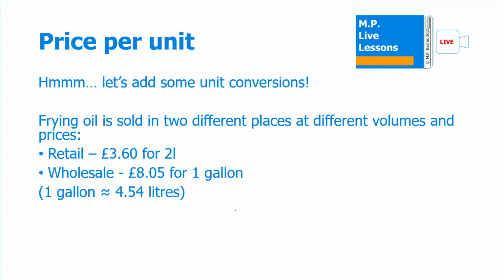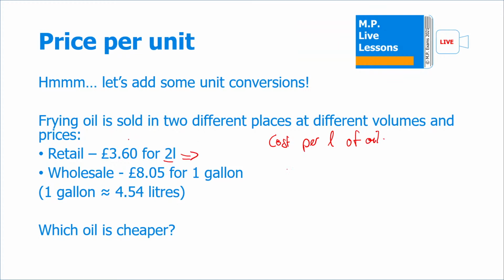Now, I'll allow you to use a calculator here to figure out which oil is cheaper. That's where, for example, we'll find the cost per litre of oil. This one's easy. We have 2 litres of oil and £3.60 for that. So to find the cost per litre, we do £3.60 divided by how many litres that is for, so 2. That gives us £1.80 per litre.